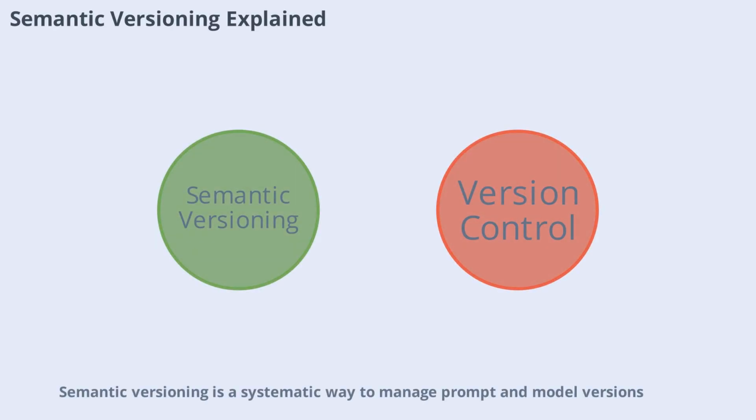Semantic versioning is a systematic way to manage prompt and model versions. Each version is labeled with a major, minor, and patch number, e.g., v1.2.0, reflecting the scope of changes. This approach makes it easy to track updates, understand compatibility, and coordinate deployments across teams. Semantic versioning is a best practice for maintaining clarity and control in enterprise AI projects.